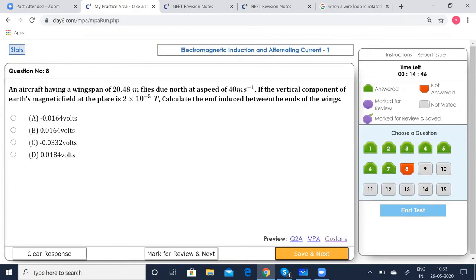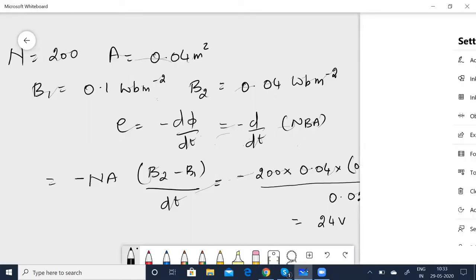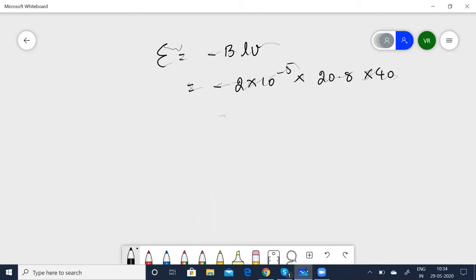Having known all the values, it is now a direct application. B is given, L is given, V is given, velocity is given. So you are going to substitute to calculate the EMF. E is equal to minus of BLV: minus of 2 into 10 to the power of minus 5 into L, which is 20.8, into 40. V is 40. When we simplify this, that gives you minus 0.0164 volts.